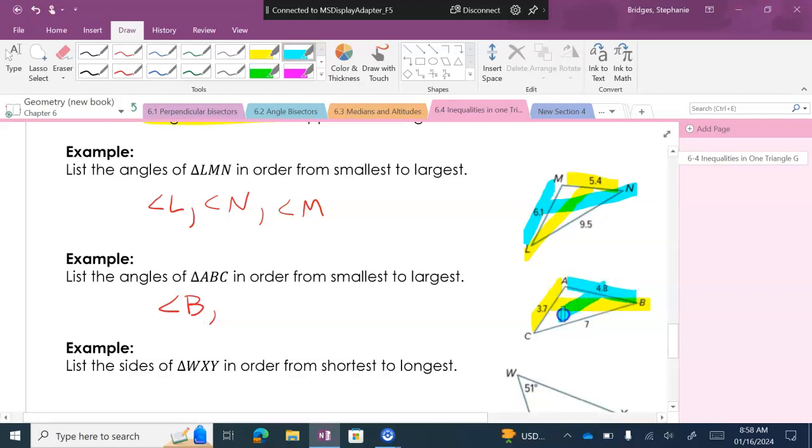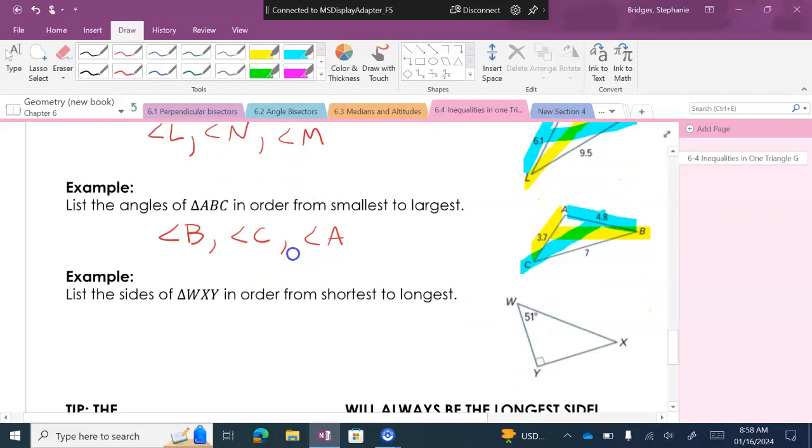4.8. And what is across from that? C. And then the last one would have to be A, the only angle left, right? We said B, we said C, the only one left is A. And we can do exactly the same thing if I have the angle measures. I can say which segments are smallest to largest. So let's take a look at our next picture.